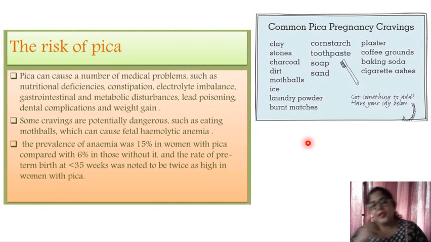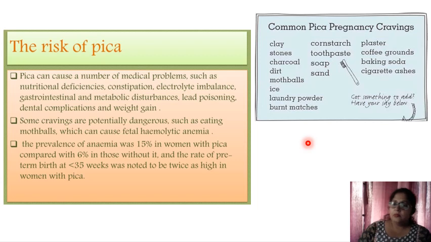Pica. Pica is the consumption of non-food items. What do we mean by non-food items? Craving of non-food items, like clay, chalk, stones, charcoal, dirt, soap. It is generally said that pica during pregnancy is due to some deficiencies of micronutrients, where the pregnant woman has a craving towards cigarette ashes, maybe plaster, all these things. The whole list is given here, and if you know other things, you can also comment below.